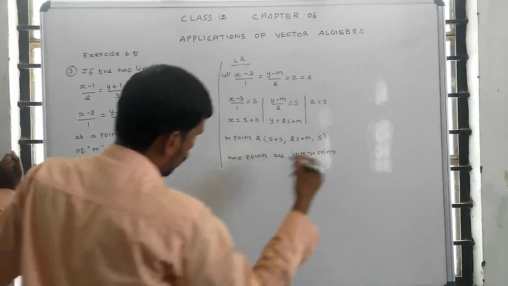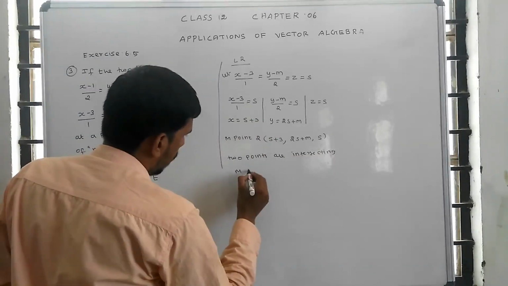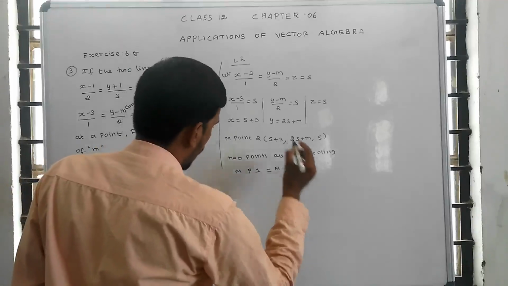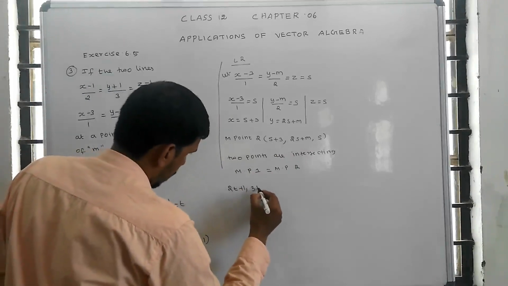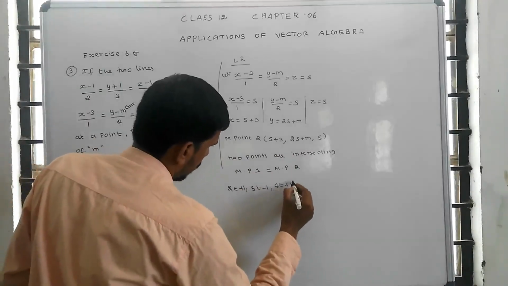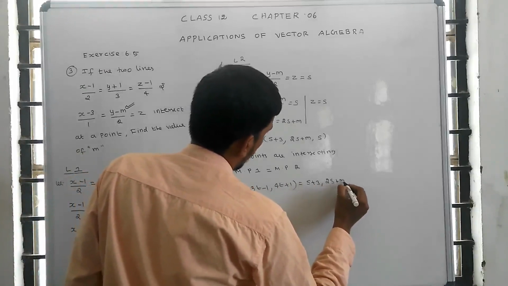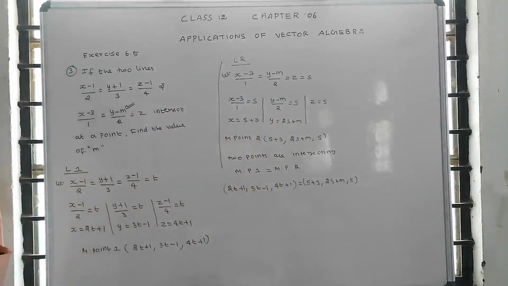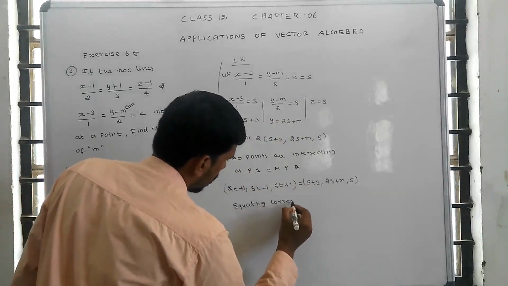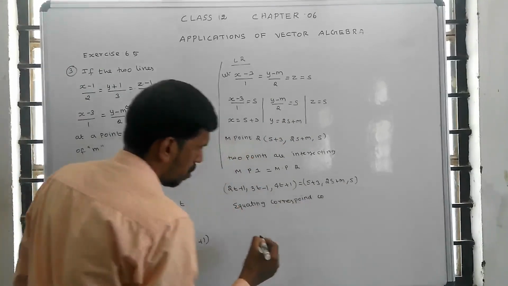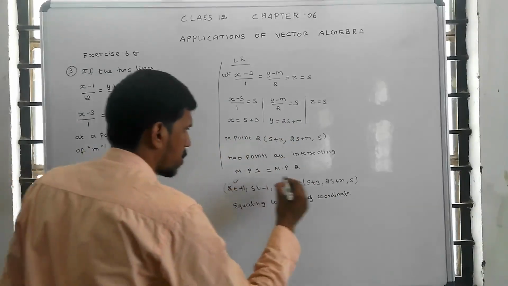Since they intersect at a particular point, moving point 1 equals moving point 2. So (2t plus 1, 3t minus 1, 4t plus 1) equals (s plus 3, 2s plus m, s). Equating the corresponding coordinates.